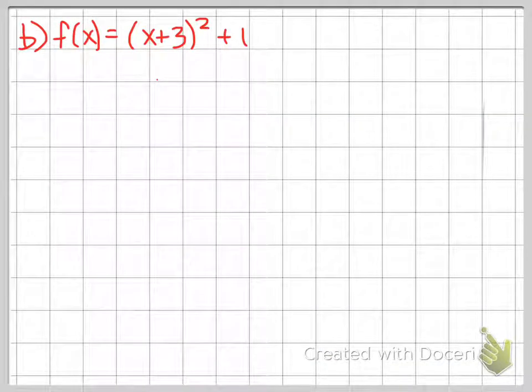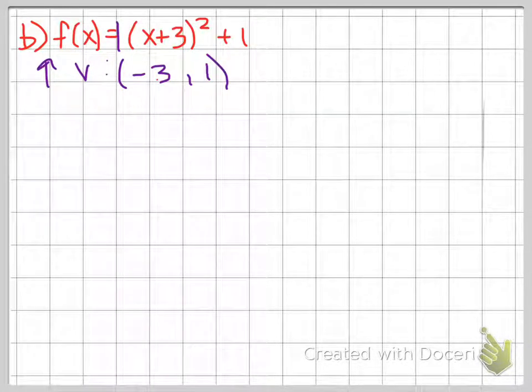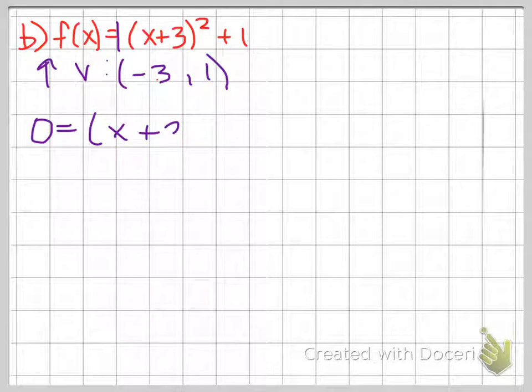So our a value is implied to be a 1, so I know the parabola is opening up, and I know the vertex is at (-3, 1). To find the x-intercepts, we're going to set this equal to 0. And we're going to start by subtracting this 1 over, so now it'll be equal to -1.